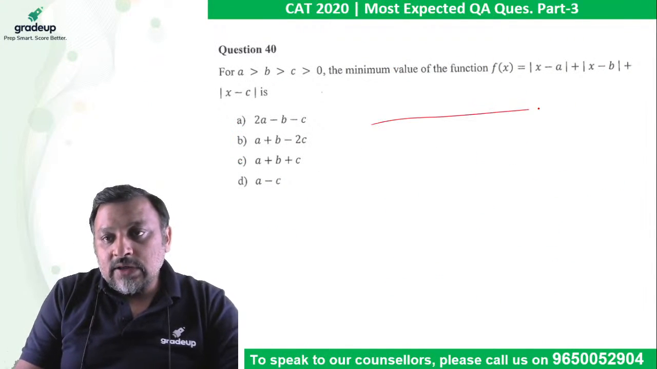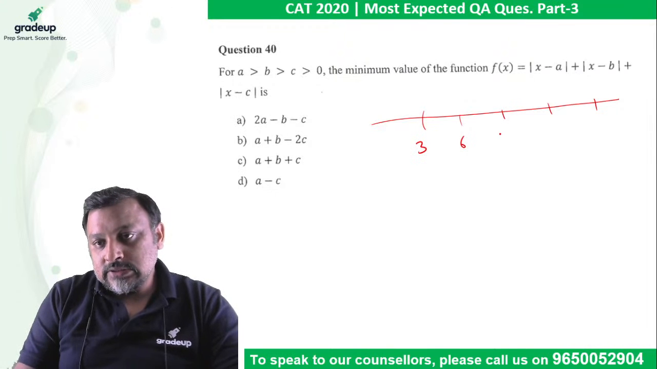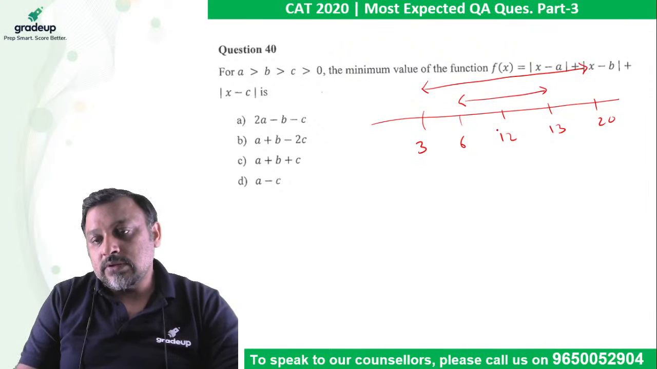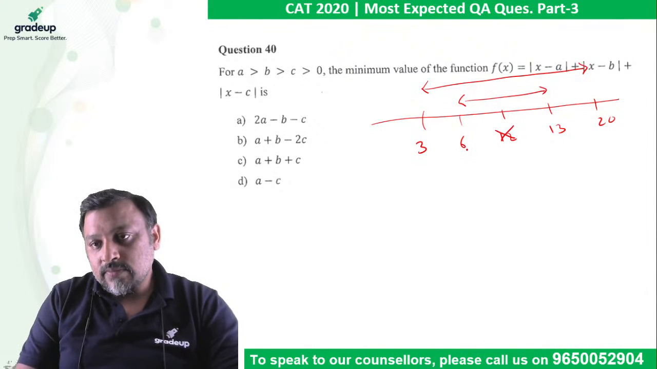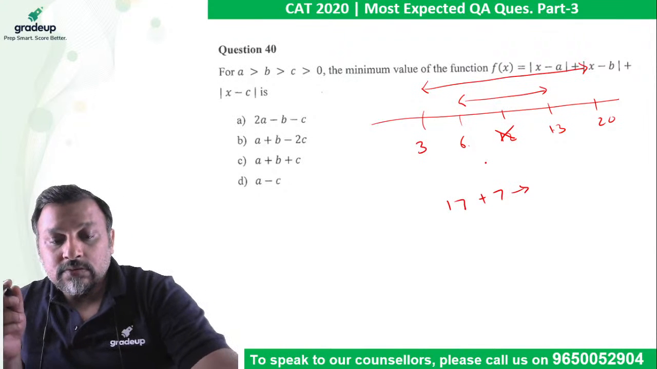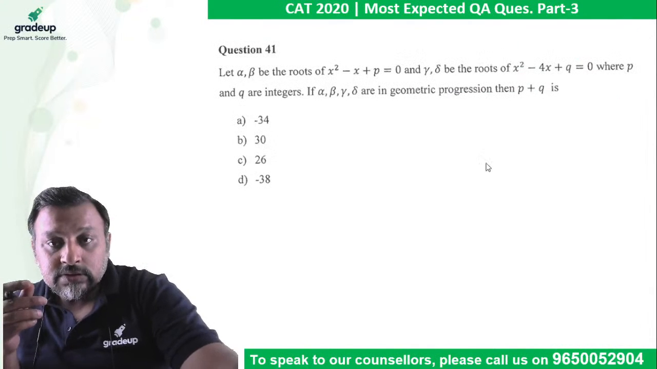Okay, so that means if there are 5 points, let us say points are 3, 6, 12, 13 and 20. So now it is this plus this. The middle one is not relevant. So in this case it is 3 and 20, the distance is 17, 6 and 13, it is 7. So this is the answer. Okay, now I'm moving to the next question. Try this.